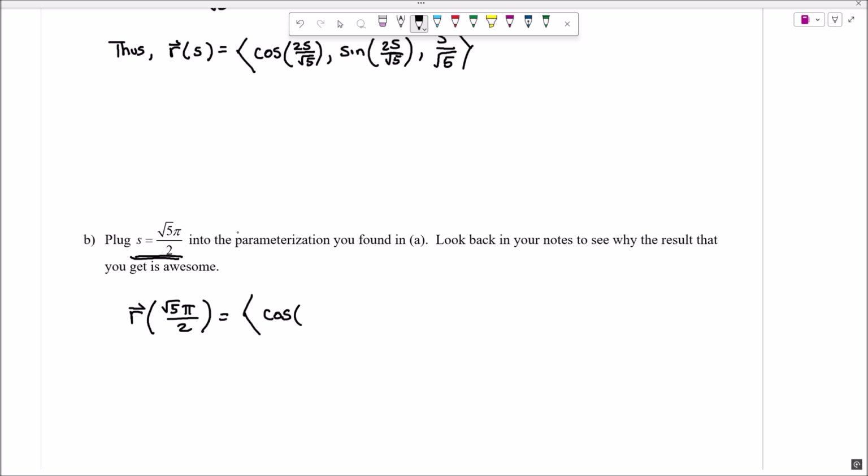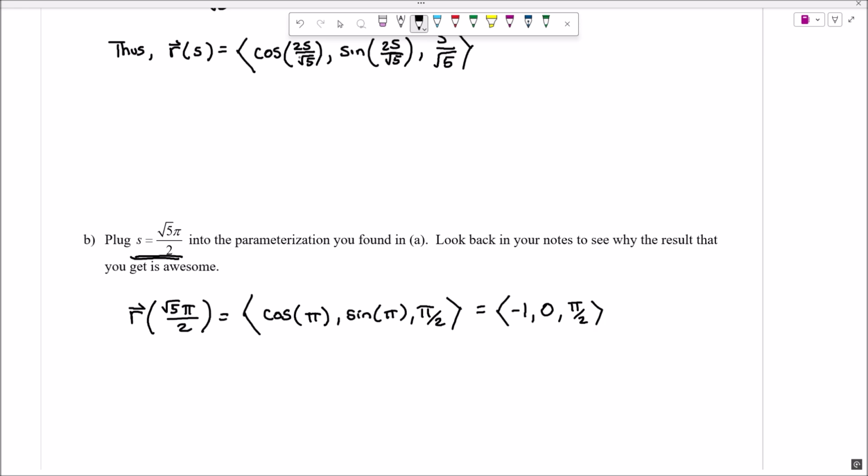and you'll notice that when I plug this in here for the value of s, that's going to make the 2 and the root 5 cancel, and I'm just going to be left with pi. Similarly, I'm going to be left with sine of pi, and at the very end, I'll be left with simply pi over 2. So if I clean this up, I'll note that cosine of pi is -1, sine of pi is 0, and my final component is pi over 2.